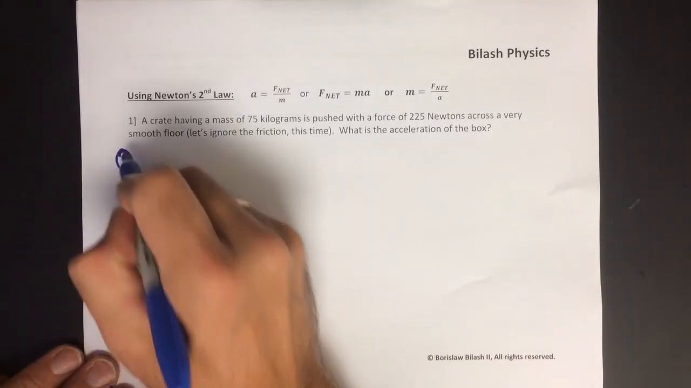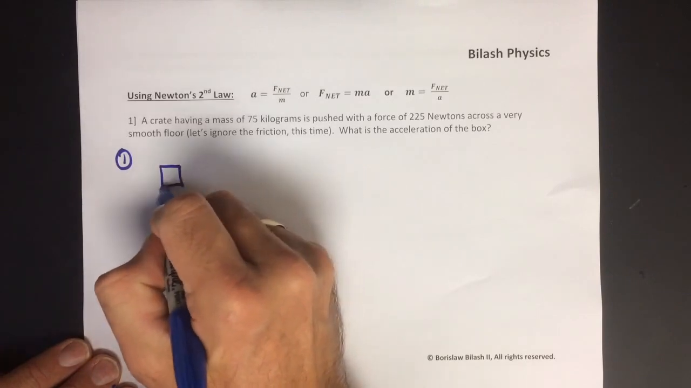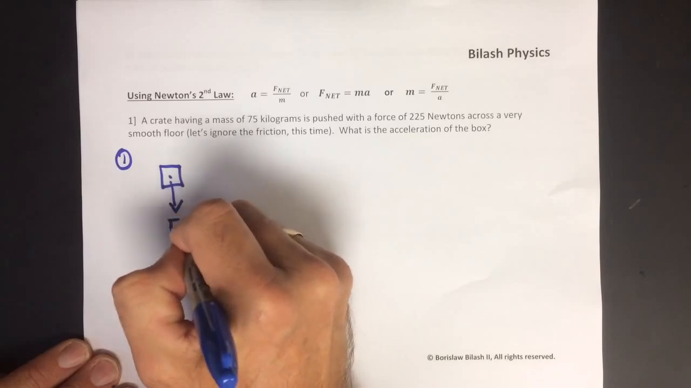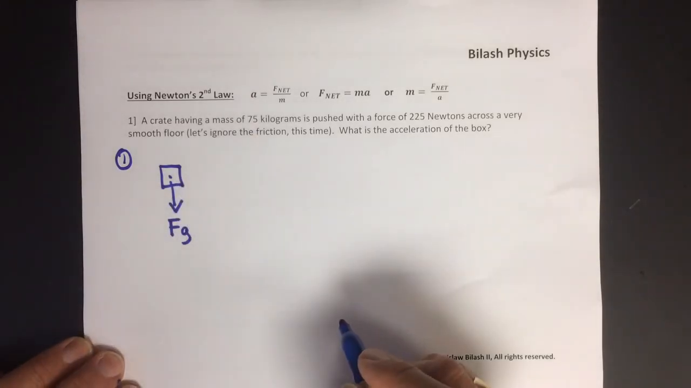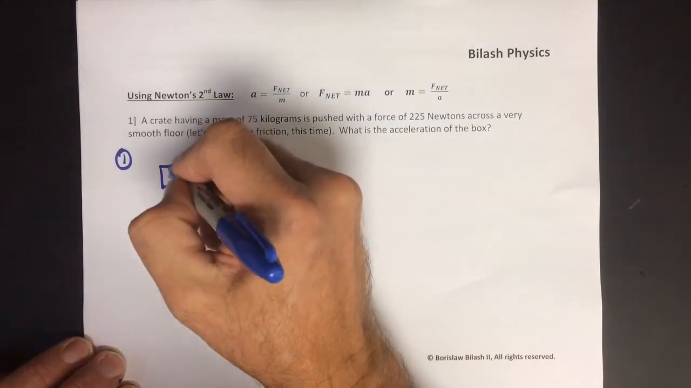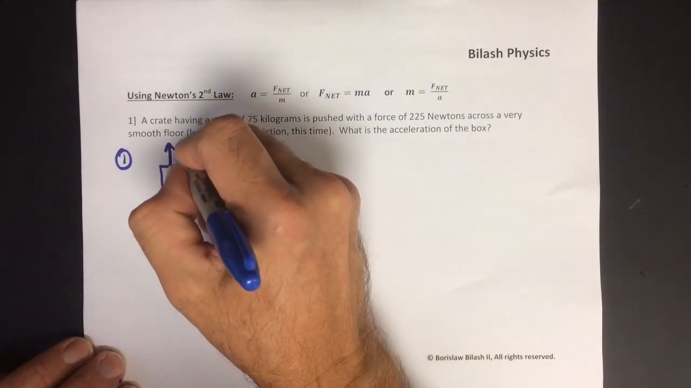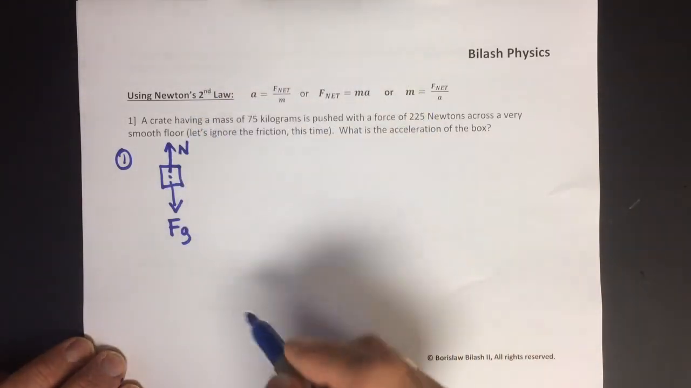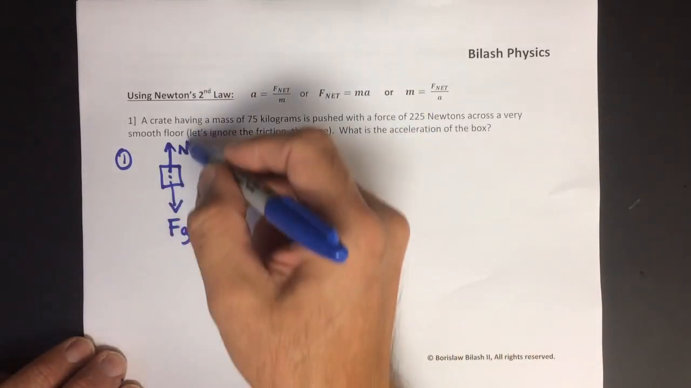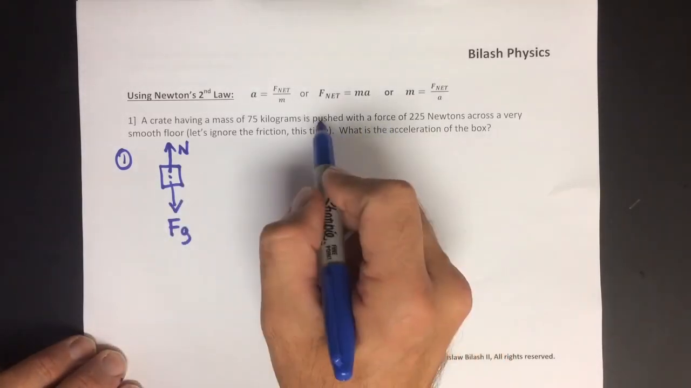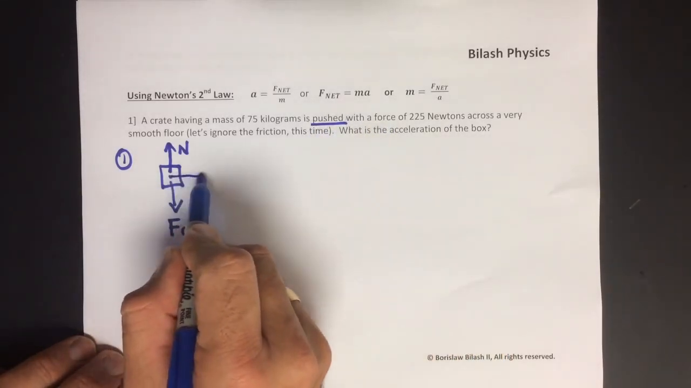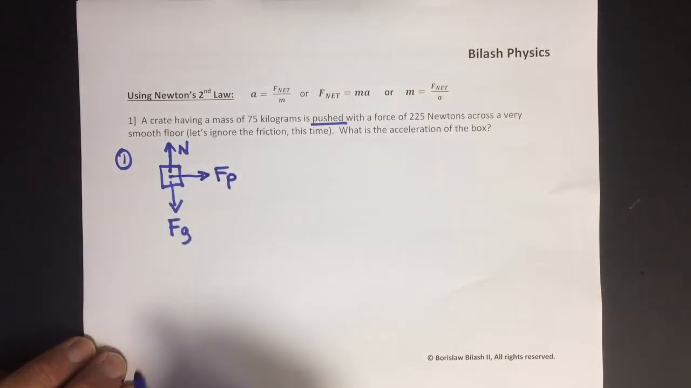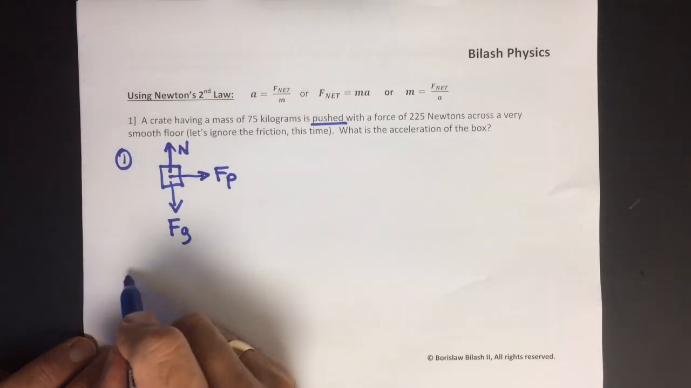So step one, we're going to draw a free body diagram. And I'm going to list all the forces that act on it. And the first force would be the force of gravity pulling the object down. Since it's on a surface, we know that there is a normal force pushing the object up, preventing the up-down motion of the object. These two are equal to one another. And we're told that we're pushing with a force. So let's make the force push to the right, Fp. That's step one, draw the free body diagram.